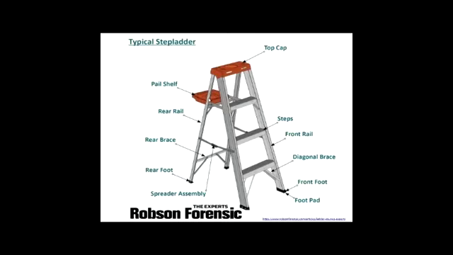Then over here we have rails. There'll be side rails. There'll be rear bracing right here. And there'll be a rear foot. Of course, there will be a front foot and a foot pad. And then there will be diagonal bracing happening here. This will be a front rail. And we have steps here.